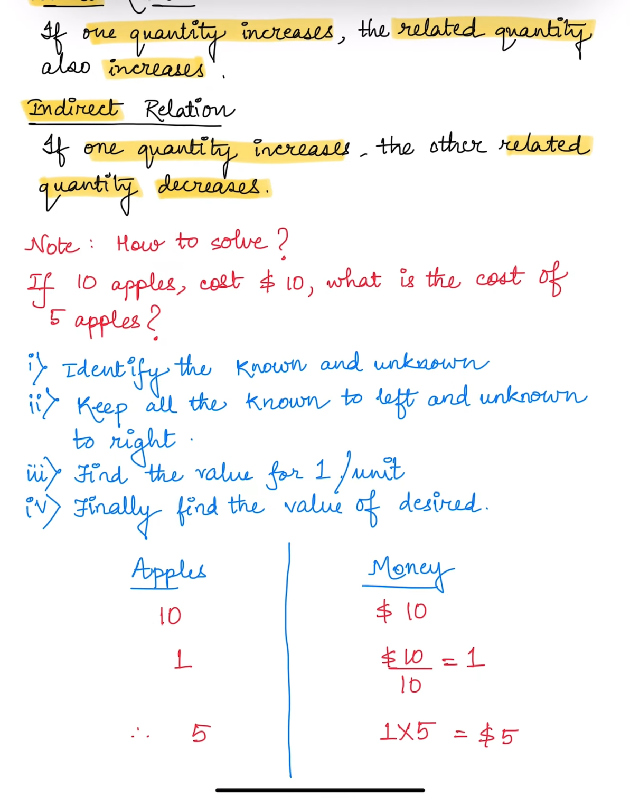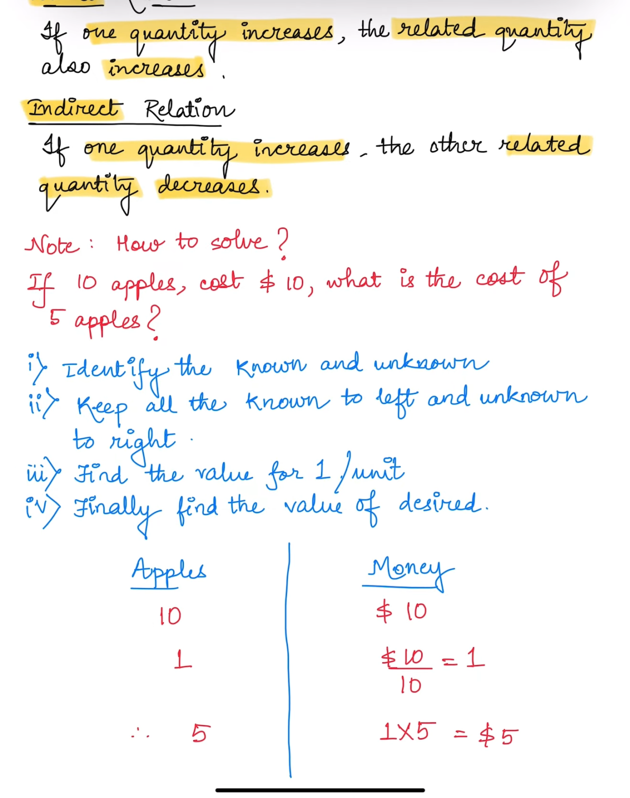The first step is to identify the known and the unknown. What do we know here? We know the cost of 10 apples, and we need to find the cost of 5 apples. So the apples are always known. This is the known quantity, which is apple, and the unknown is the cost, because we need to find the cost. We keep all the known on the left hand side and the unknown on the right. So apple is known, so it's placed on the left hand side, and the cost or the money is unknown, so that is placed on the right hand side.